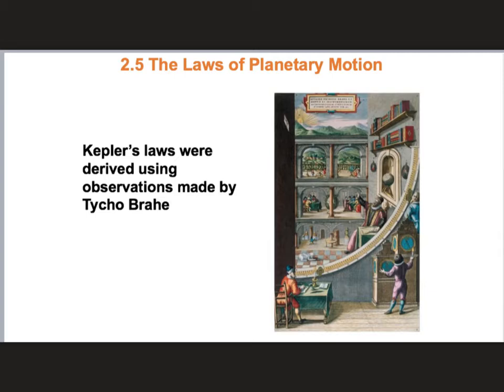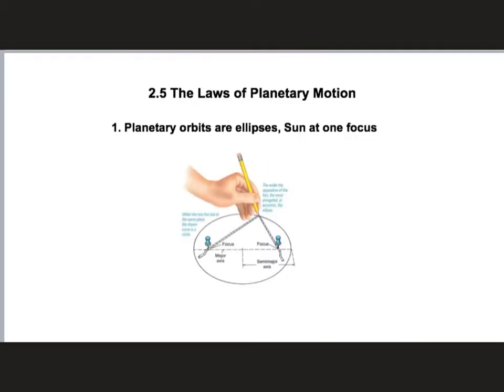So in this video, what we want to do is go through Kepler's three laws of planetary motion and try to understand what they're telling us about the physics of how the planets move. His first law tells us that planetary orbits are ellipses with the sun at one focus.